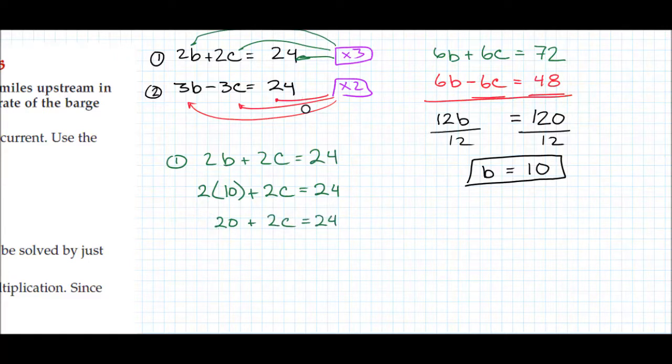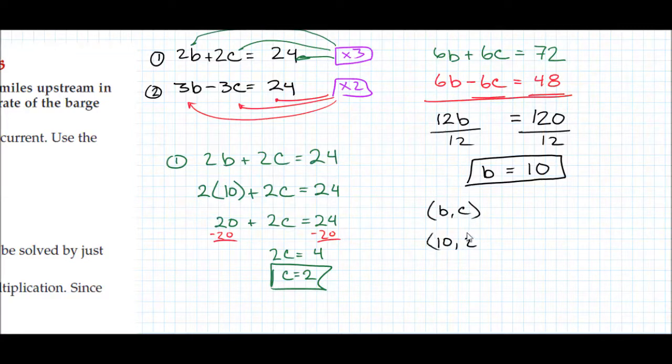Subtract 20 on each side. So we're going to get 2c equals 4. We'll divide each side by 2. We're going to get c equals 2. So our solution set is the barge has a rate of 10 miles an hour. The current has a rate of 2 miles an hour. So our solution set B, C would be 10, 2.